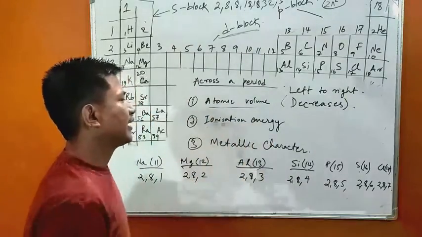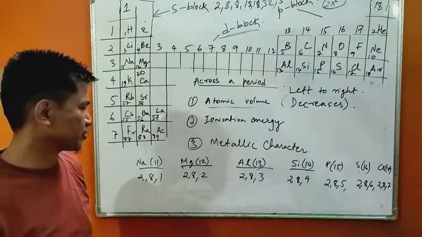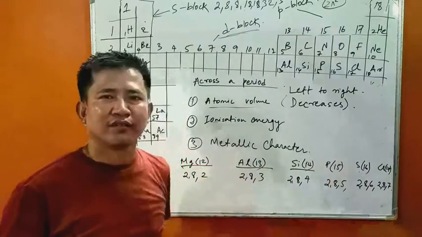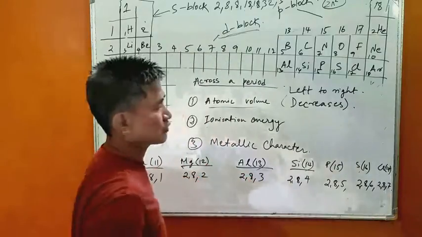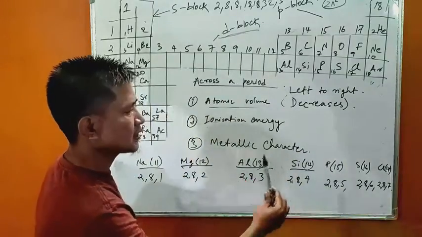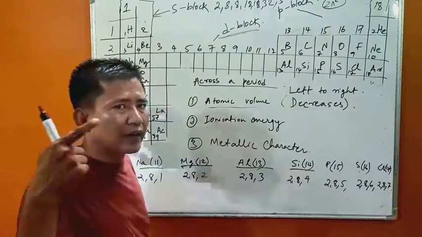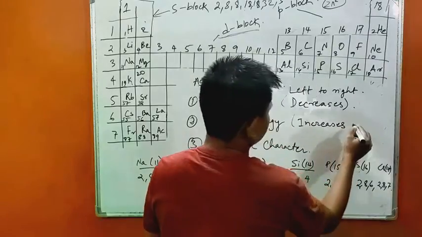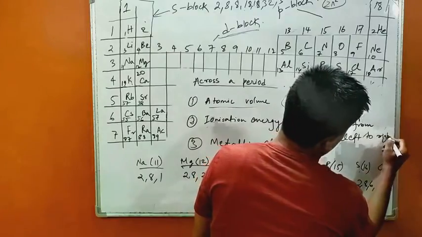Now the second one is ionization energy. Ionization energy is the energy required to detach an electron from the outermost orbit, isn't it? So as you move from left to right, with more protons, more attractive force will be applied. Here we have 11 protons, here 12, 13, 14, 15, 16, 17 protons, chlorine, 17 protons, isn't it? So as the number of protons increases, more force of attraction is applied to the electrons by the protons. So to remove an electron from the outermost orbit, more energy will be required. So ionization energy increases from left to right.